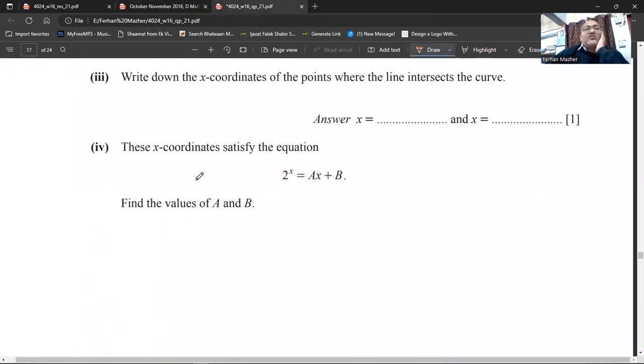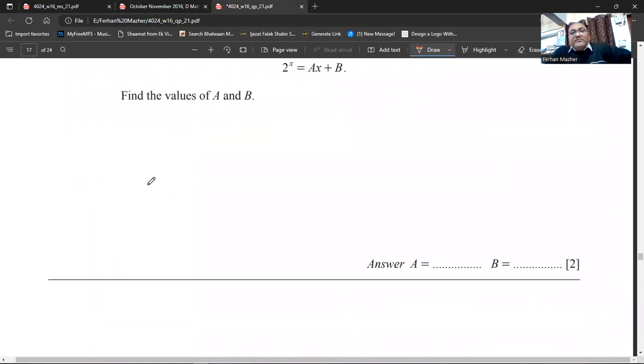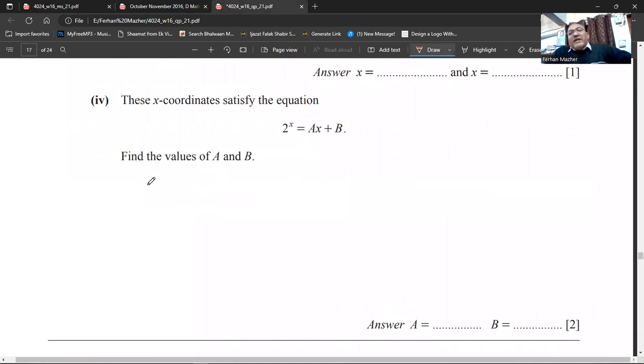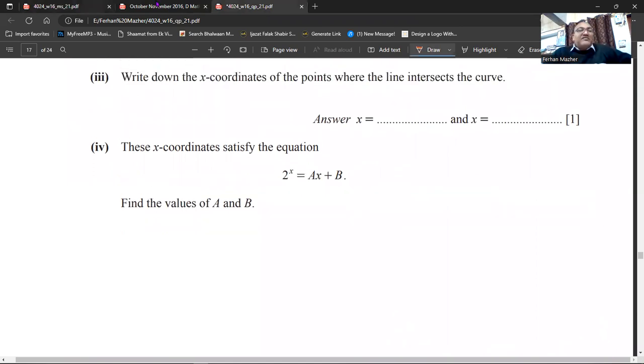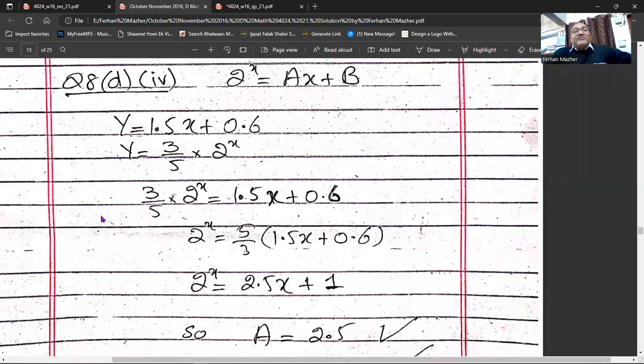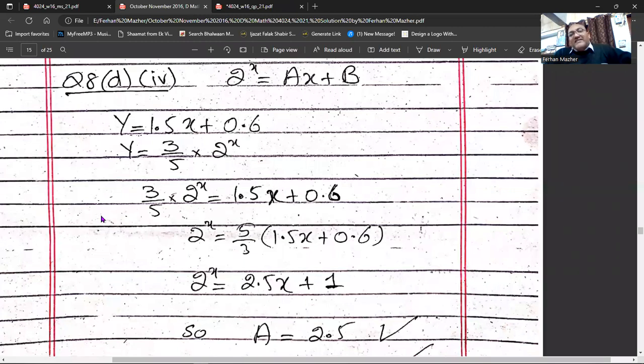Then he says these coordinates satisfy the equation, and find the value of a and b. There can be many methods, but one very simple famous method which we use is this: because these x values represent the points of intersection of the line and the curve, I will equate the equation of the line and the equation of the curve. So this is the curve, 3 by 5 times 2 raised to power x, equals this, the line. Just make their equations equal to each other and rearrange them.